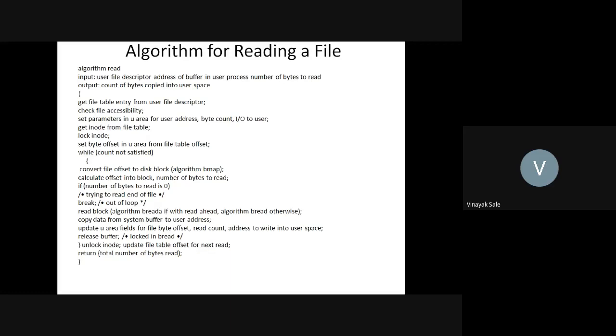Then set parameters in the user area for user address, byte count, and input output to user. Get the inode from the file table, lock the inode, and set the byte offset in the user area from the file table offset. While the count is not satisfied, convert the file offset to a disk block by using the bmap algorithm. Calculate the offset into the block.